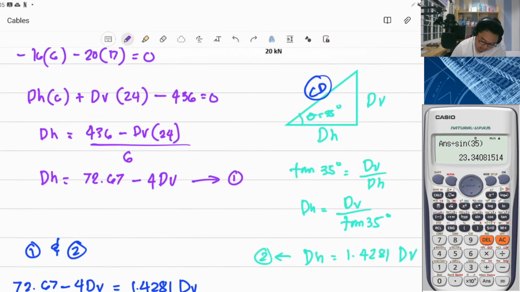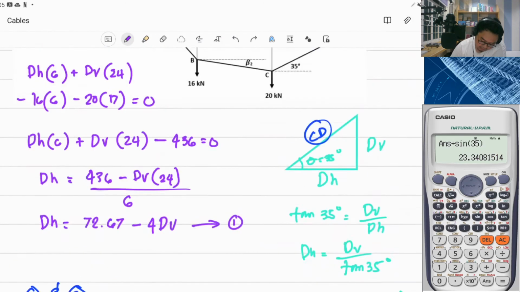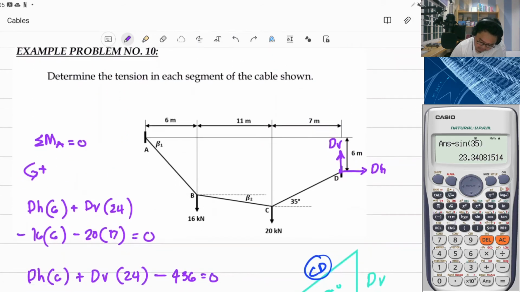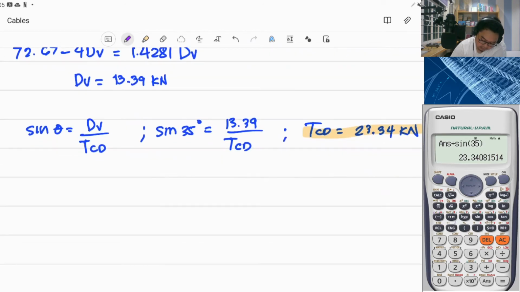To solve for the segment BC, we can draw a force polygon at point C, this one, point C. Let's analyze that. Let's draw a force polygon. This is 20.